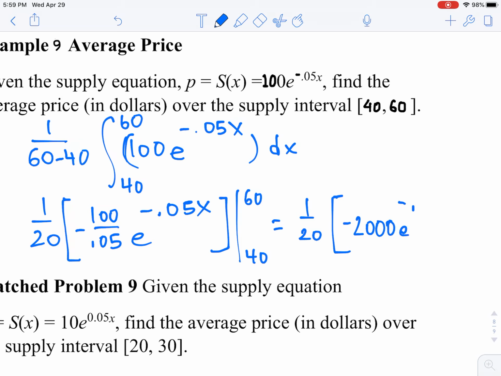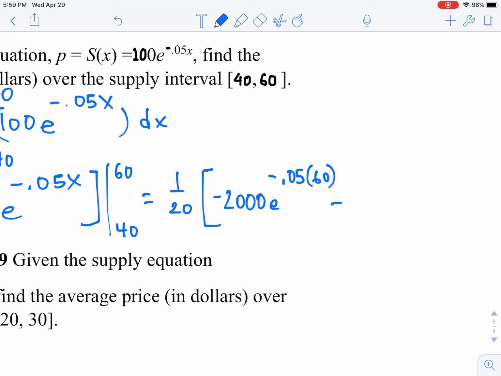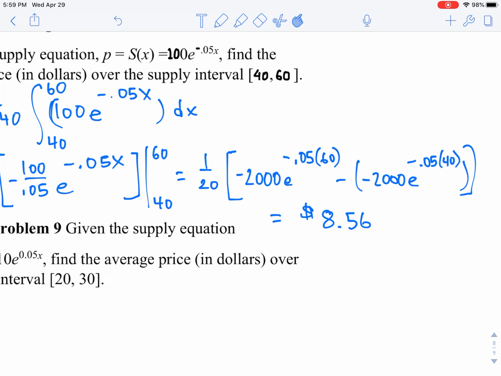2,000 e to the negative 0.05 times 60 minus negative 2,000 e to the negative 0.05 times 40. And you should get, put that in your calculator, $8.56.